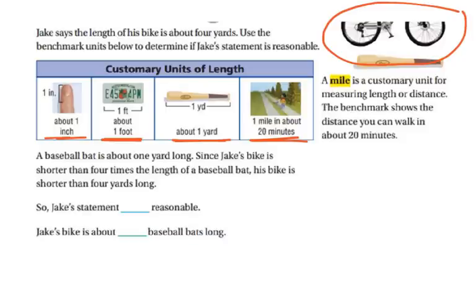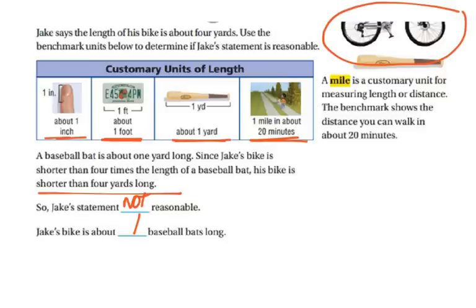Okay? So a baseball bat is about 1 yard long, and since Jake's bike is shorter than 4 times the length of a baseball bat, his bike is shorter than 4 yards long. So Jake's statement is not reasonable. Jake's bike is about 1 baseball bat long.